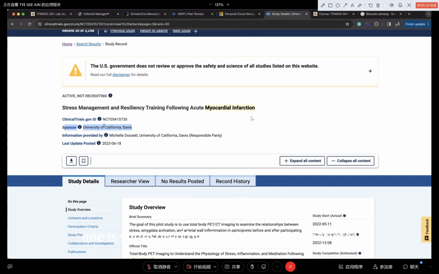Like this one is sponsored by the university. Sometimes some of these could be sponsored by big pharma companies, and then all of these can then be captured. Okay, so then the person who provides the information is this person, Michelle Dorset. So he's the responsible party, most likely the principal investigator. And then you also have last update posted.